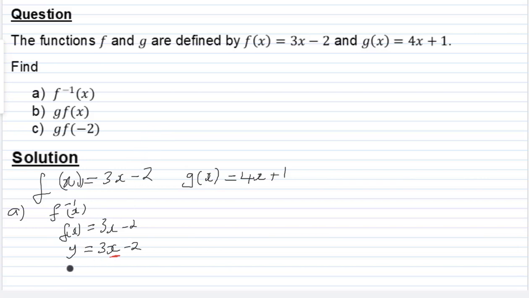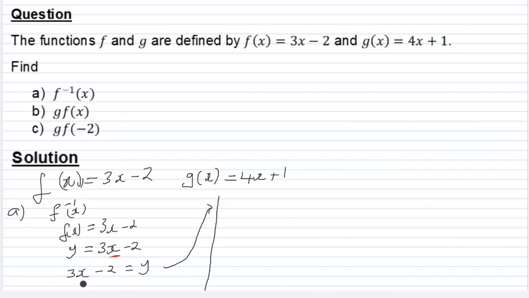First of all, I am going to write them in a reverse way by writing 3x minus 2 is equal to y. This is the same thing. If a is equal to b, then it's the same as saying b is equal to a. Okay, let me continue from here. I'll put a line here.